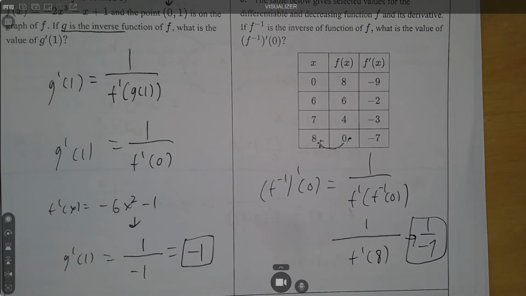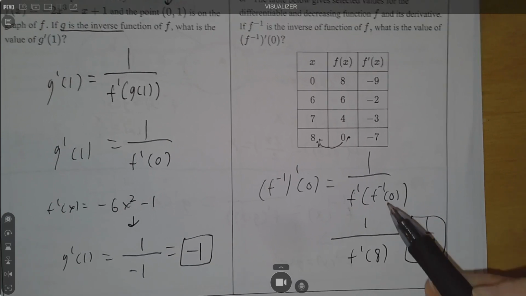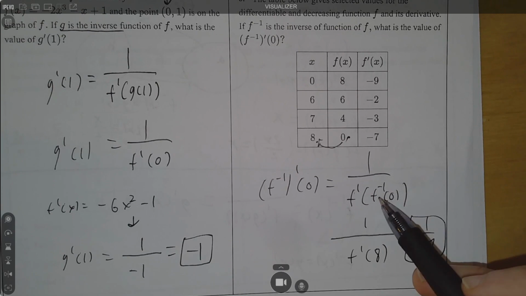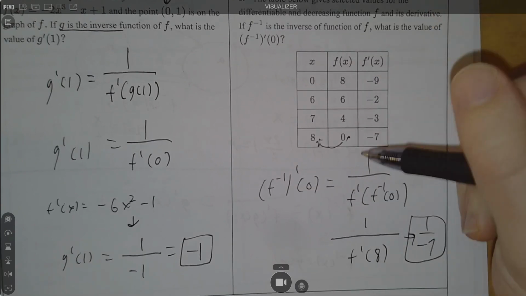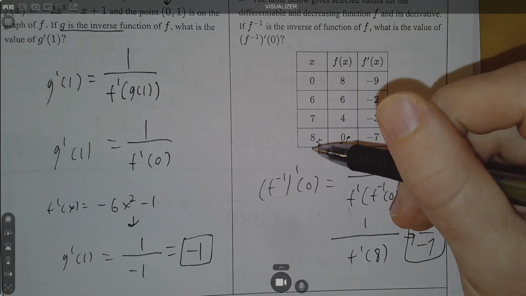So what is the hard part here? I think the easy part is memorizing the formula. I think the hard part is understanding what this value is. This value you obtain by going to the y and getting the x. That's how you do it.